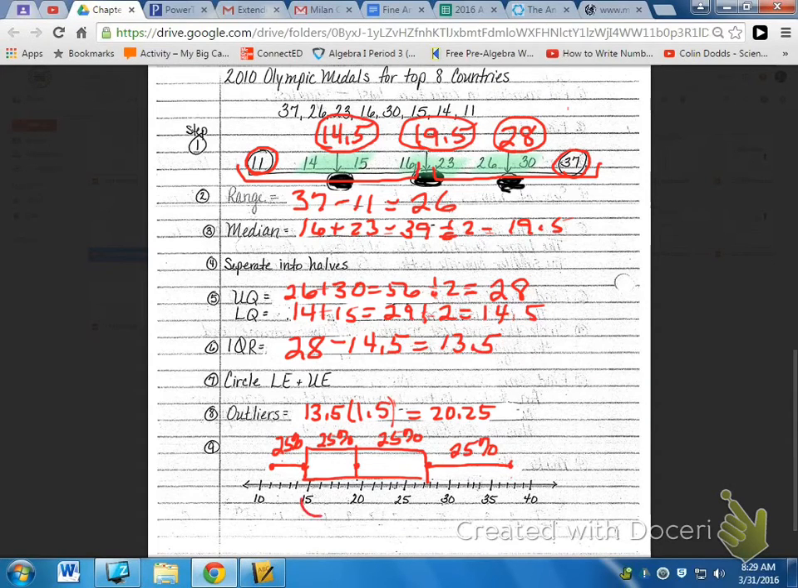Can anybody tell me the box part of the box and whisker plot, what percent is that of all the numbers? 50. And why is that important? Because when people are studying information and data, they like to make sure that they take care of the middle 50%. And that's what numbers are in that box. So if businesses and researchers check things out, they look at that middle 50%. Questions?